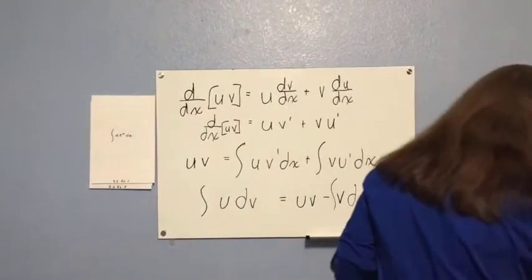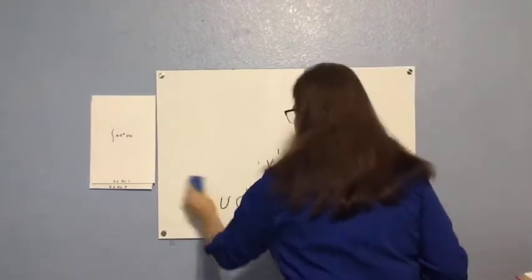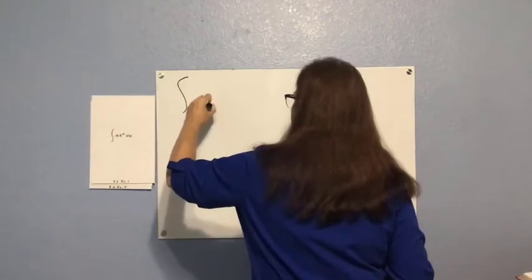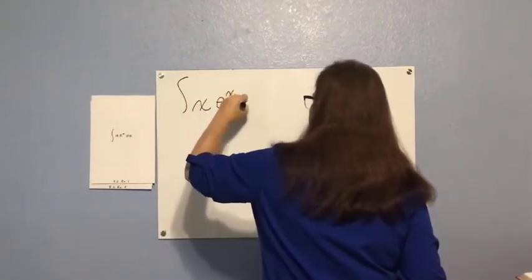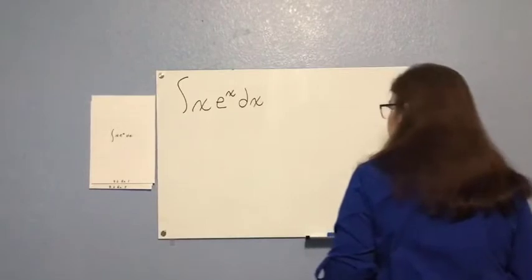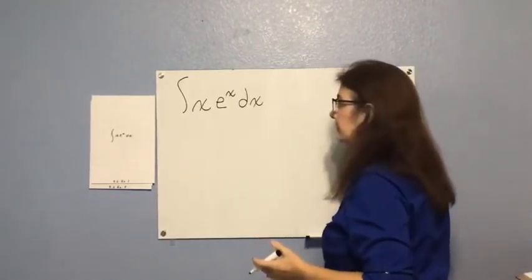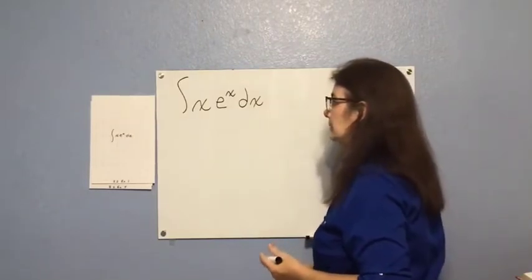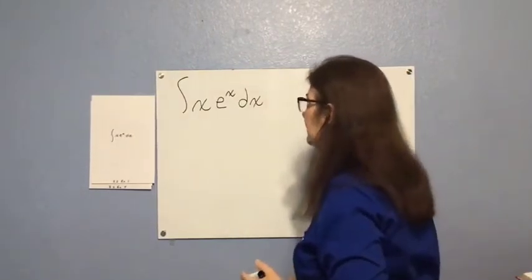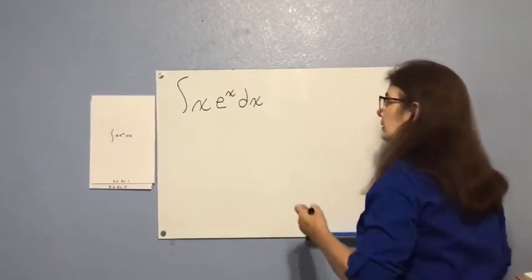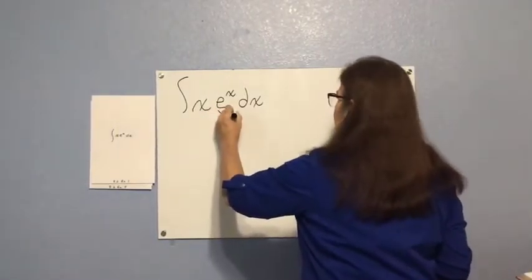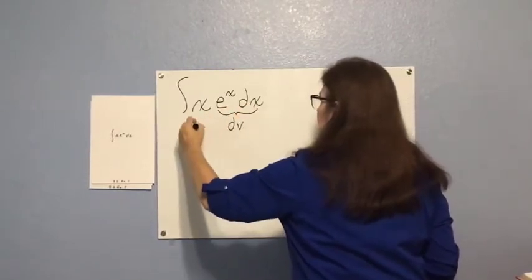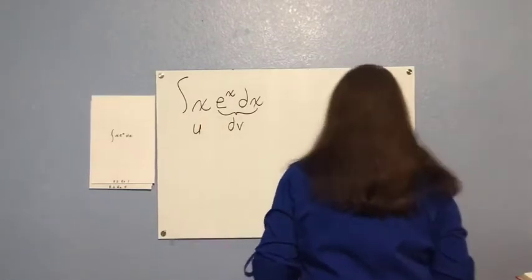So let's take a look at some examples. We want the integral of x times e to the x dx. Now there's several different ways that we could split this up, but keeping in mind the rule that we want dv to be the most complicated part, it makes the most sense for this part to be dv, which means this part's going to be u.